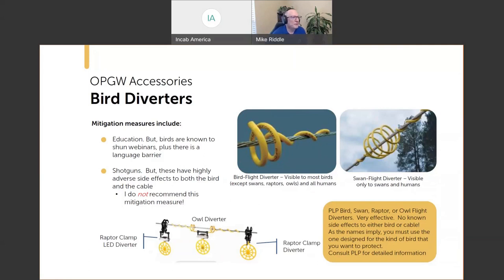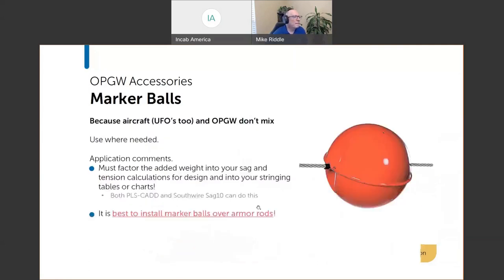These are from PLP, so they have their bird flight diverter, which apparently works with most birds except swans, because they also have their swan flight diverter. So I guess swans don't see this, but they do see this. And then they've got diverters for raptors and owls. Here's one with a cool LED thing, because I guess owls fly at night, so you know, light them up. Anyway, contact PLP. If birds hitting cables is the problem in your area, you can save some birds and help Mother Earth by using bird flight diverters on your cable.